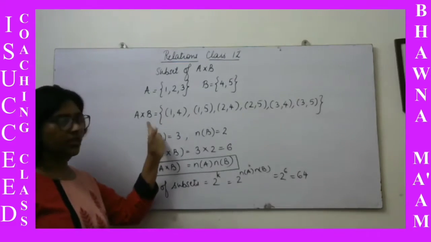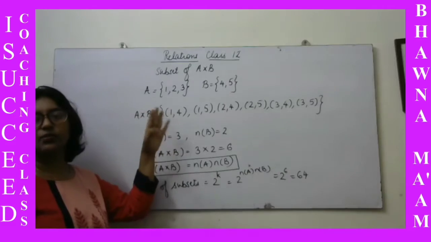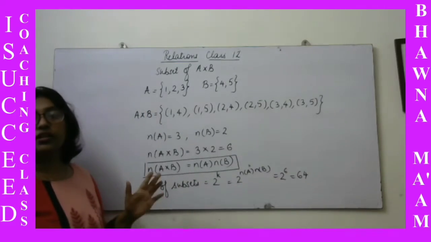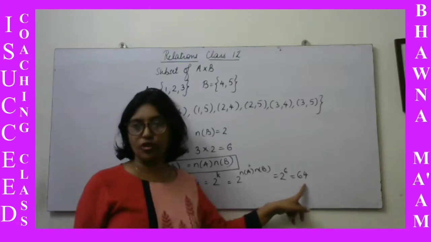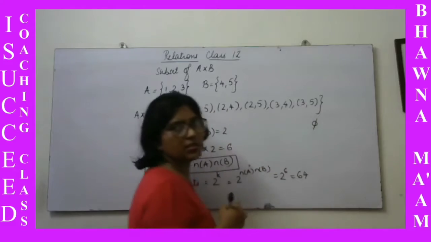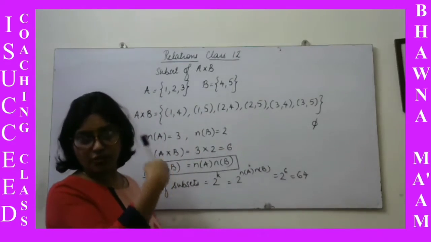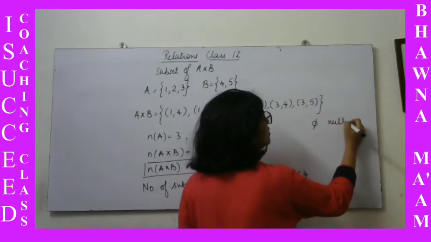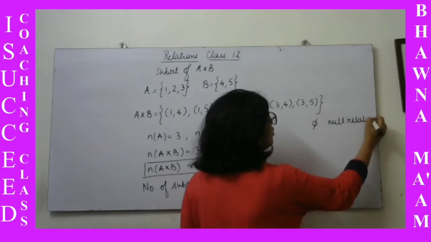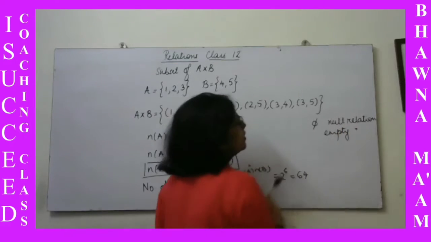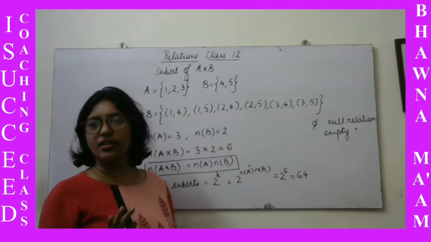The first one will be null set, then the other ones will be singleton, then we'll write 2 elements and finally we'll go to A cross B and we'll get 64 of which the first one, as we said, will be null set. Now because the subset of A cross B is a relation, this is known as null relation, or you can say it is empty relation. In this relation we don't have any elements.